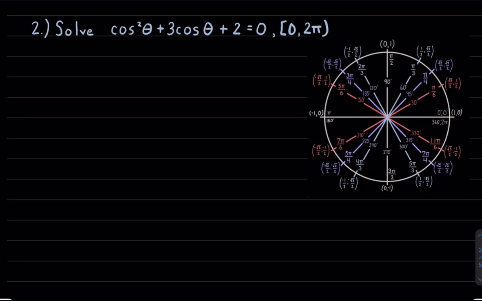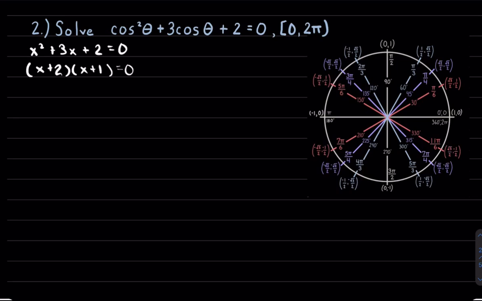In problem number 2, we're going to incorporate the factoring method. This is cosine squared theta plus 3 cosine plus 2 equals 0. Let's think about this if instead of cosine it would have said x everywhere there was a cosine. So that would be x squared plus 3x plus 2. Remember, to solve a problem that looks like this, we can apply the factoring method. 2 factors of 2 that add to give you 3 would be x plus 2 and x plus 1.